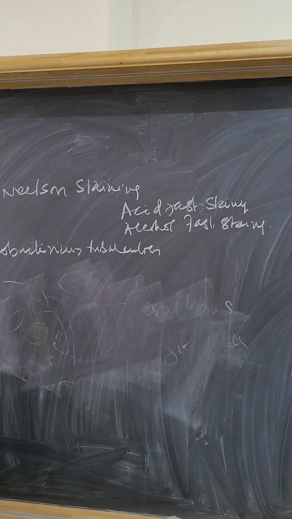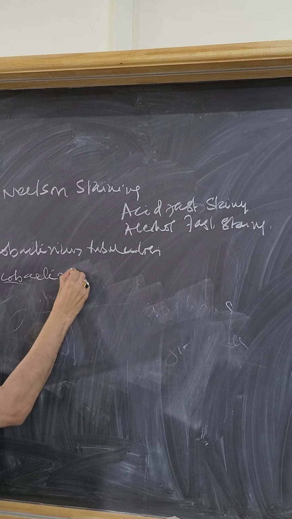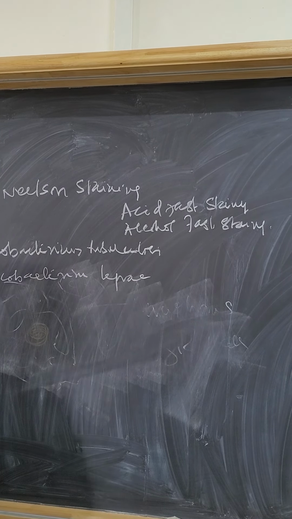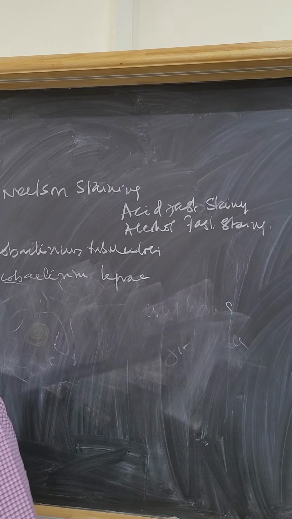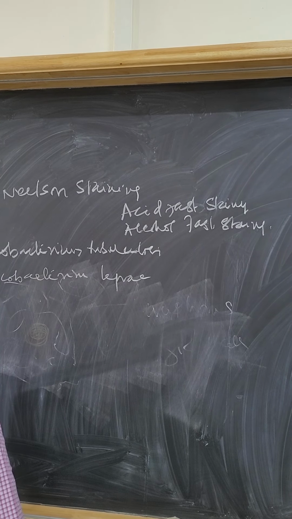One more acid fast organism is Mycobacterium leprae. It causes leprosy. What is leprosy? It is a mycobacterial neurodermatitis. It infects the nerves and the skin.